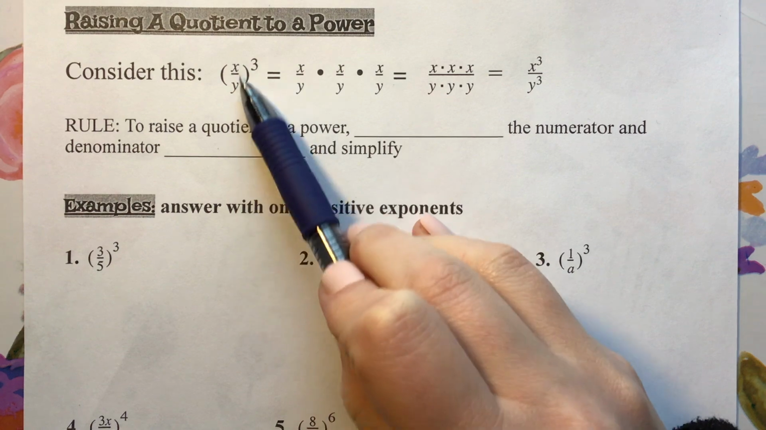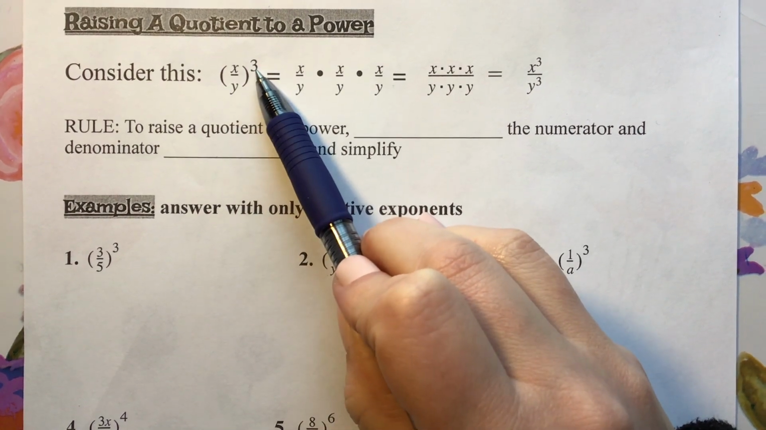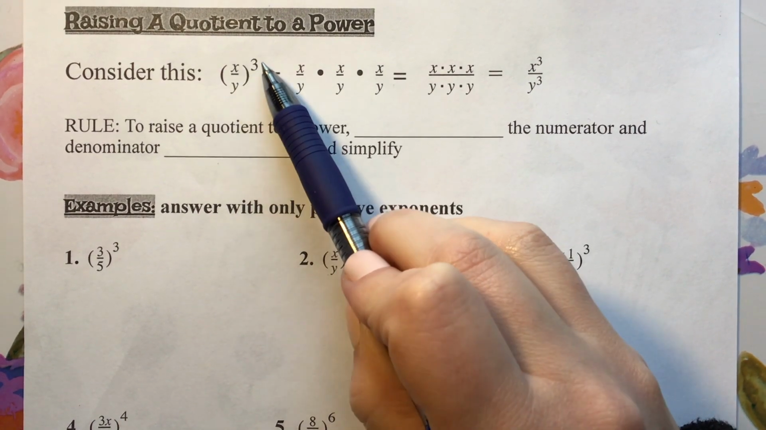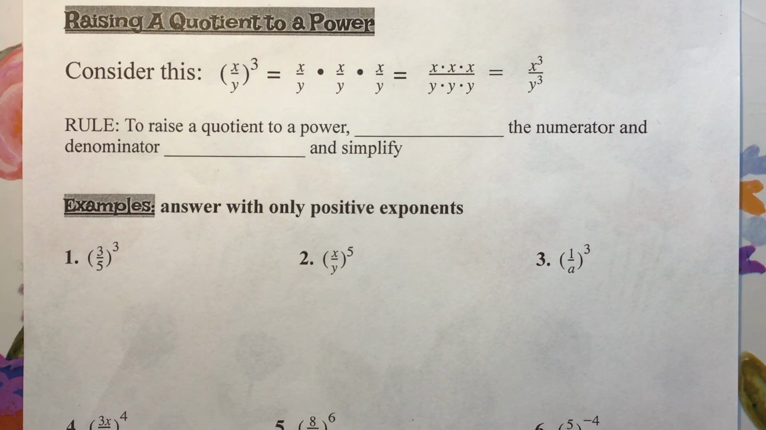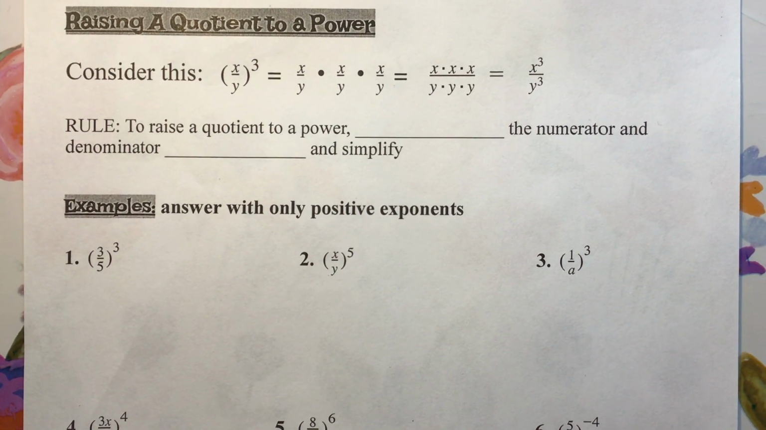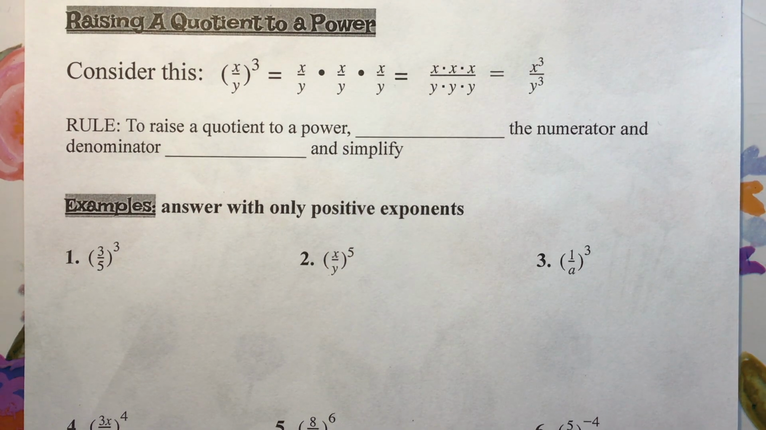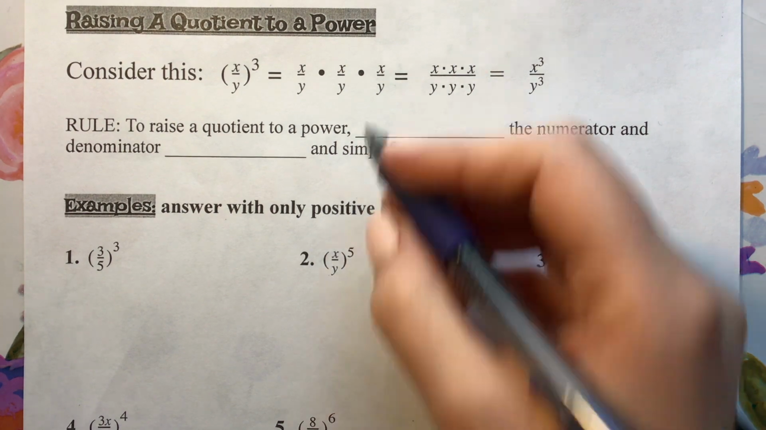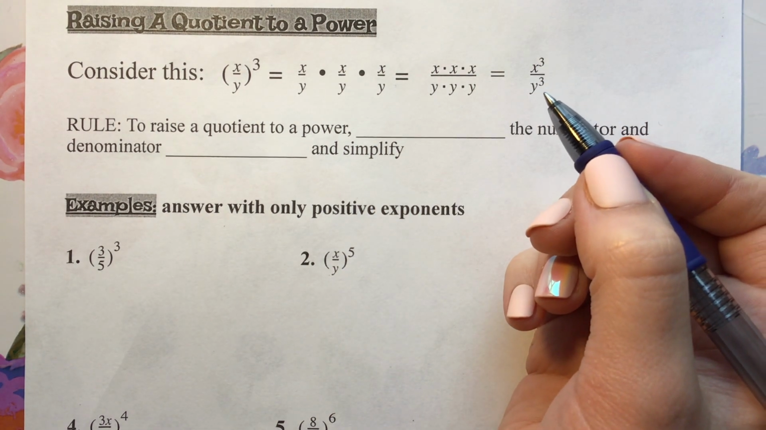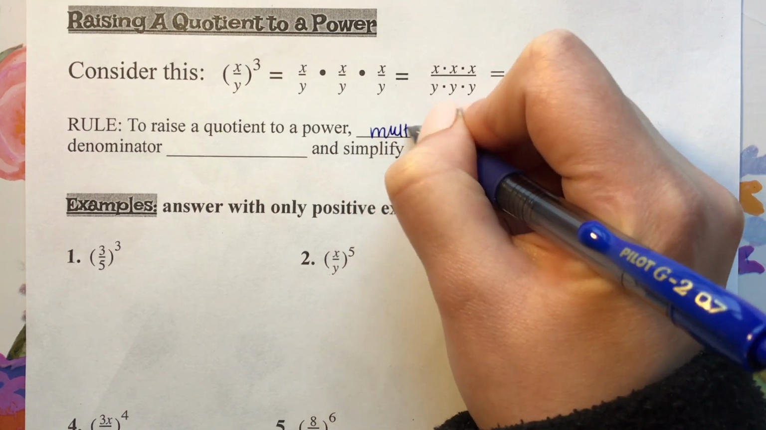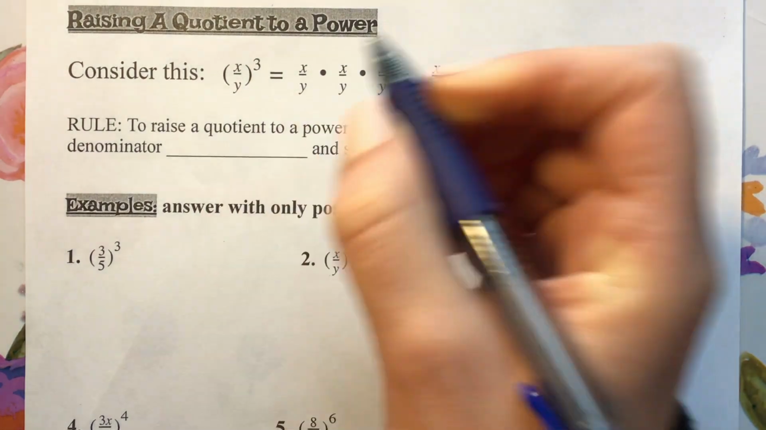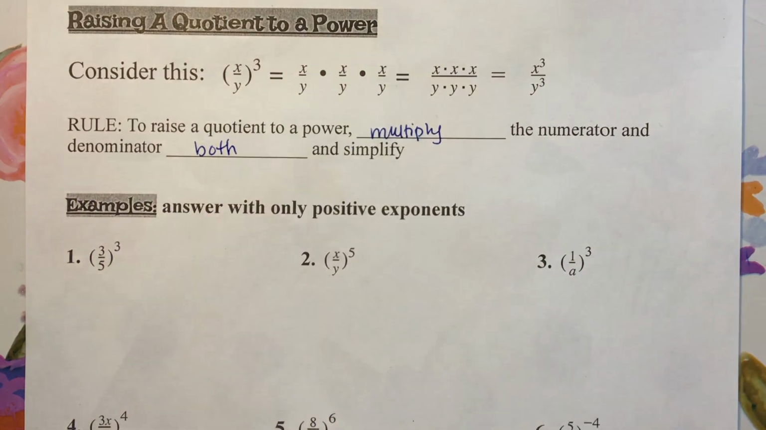So when I had a fraction and it was raised to a power, everything in the top and the bottom got raised to that power. So it says to raise a quotient to a power, raise the numerator and denominator both and simplify. Or I'm going to say, how do I want to word that for you? I'm going to say multiply the numerator and denominator both, and then simplify.